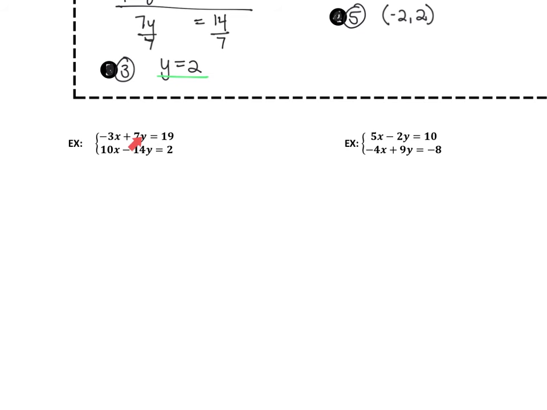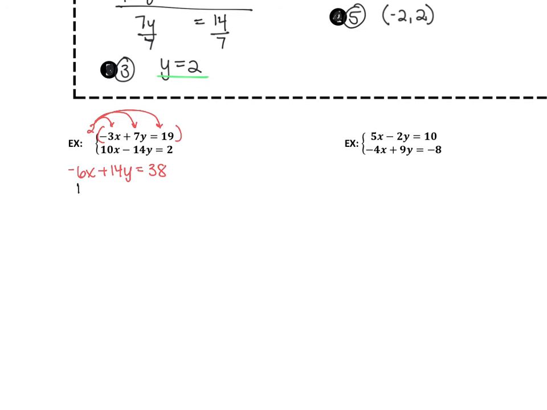So what about my y's? Well, this is a positive 7. This is a negative 14. What if I multiply this top equation by 2 so that this becomes a positive 14y, then it will eliminate with the negative 14y. I think that's going to be our best bet. So let's do that. Let's multiply this top equation by positive 2. So the top equation becomes negative 6x plus 14y equals 38. 2 times 19. Remember, we have to distribute to everything.